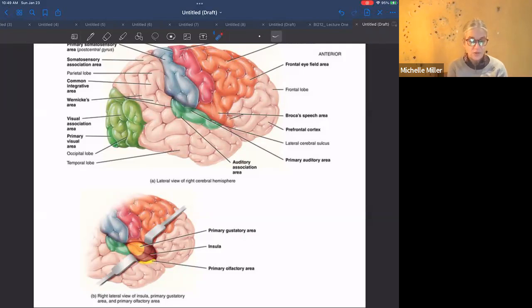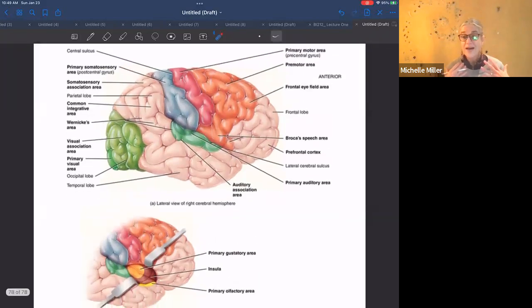So the only ones you really need to know for the purpose of the midterm and the final is the understanding of the primary somatosensory and the primary motor area.